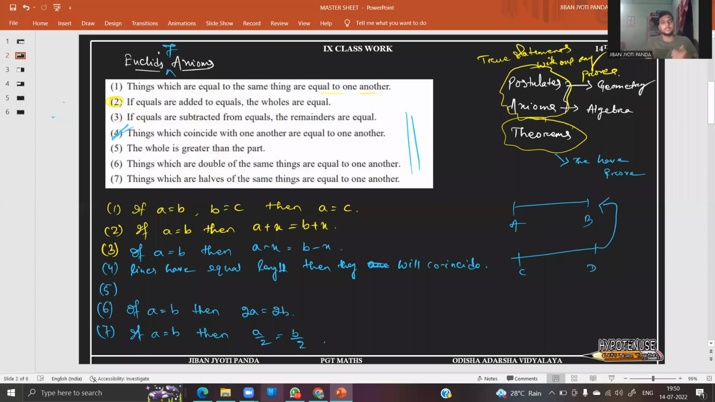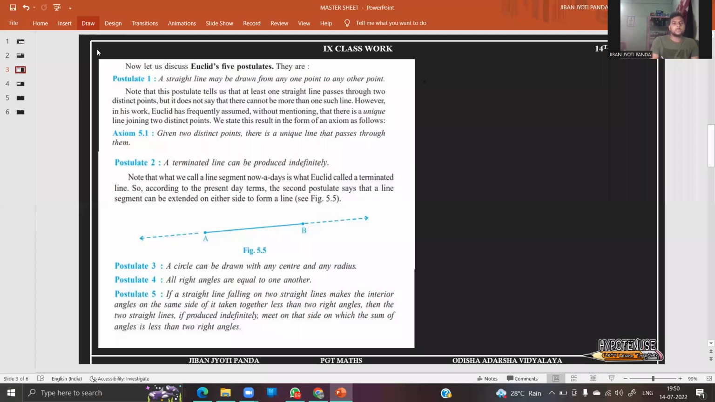So I think the 7 axioms are clear to all. Try to remember all this. Let us proceed to the next: 5 postulates. So after 7 axioms, we will go for Euclid's 5 postulates.